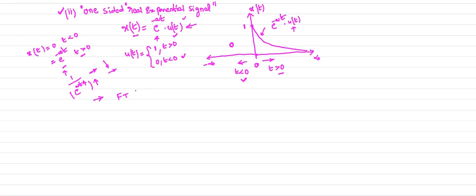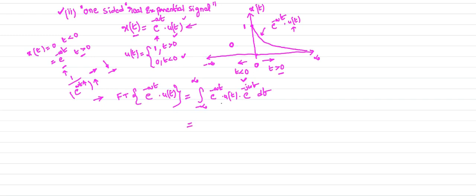So what is the Fourier transform of your one-sided real exponential signal? The signal is e power minus at into u of t, and I want to find its Fourier transform. What is the formula? You just apply the formula: integral from minus infinity to plus infinity of x of t, here e power minus at into u of t, into e power minus j omega t dt. This is the formula for finding the Fourier transform.